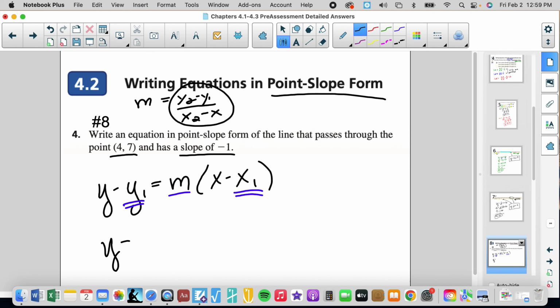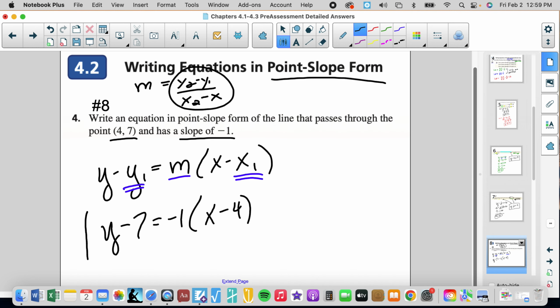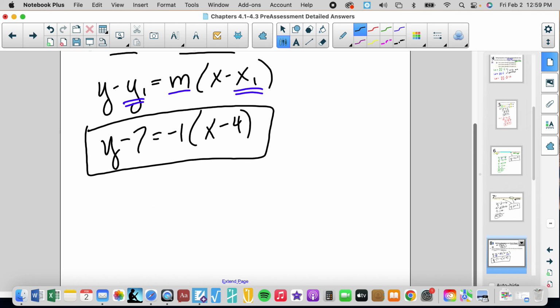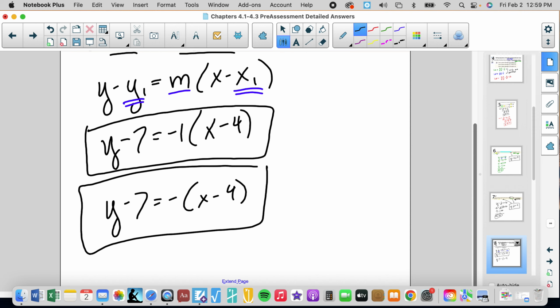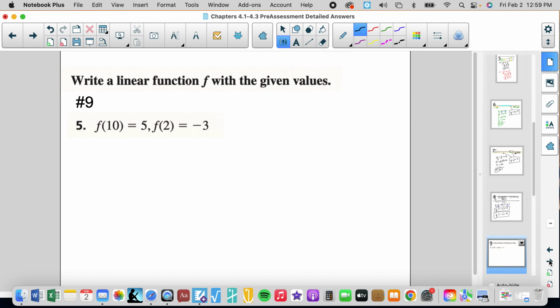It's y minus my y sub 1. My y sub 1 is 7. My slope is -1. X minus my x sub 1, which is 4. And we can leave it like this. I'm okay with that. That's the one time that I'm okay with you writing the 1. I'm okay with this also. If you wrote this, that is acceptable also. We are not going to distribute that negative, or the -1, into the parentheses and simplify. That would not be point slope format.